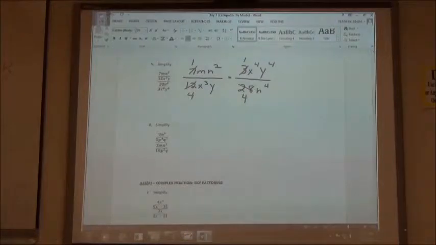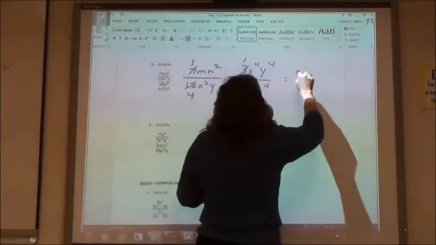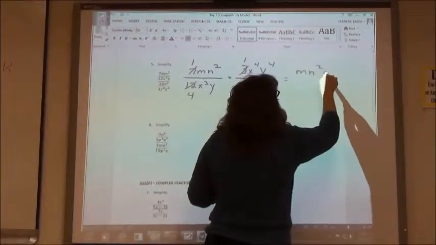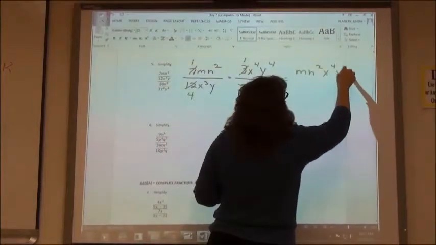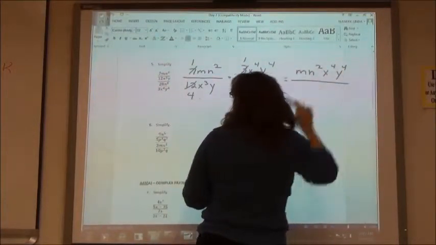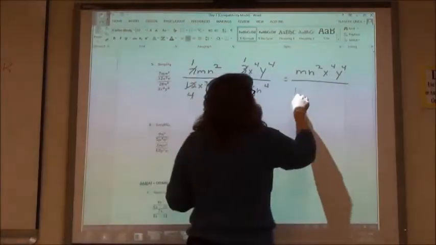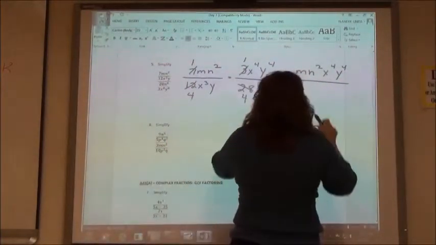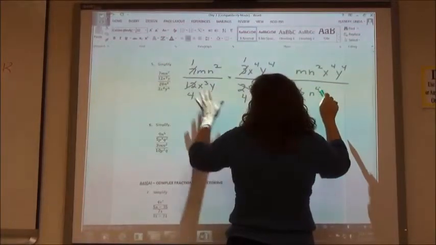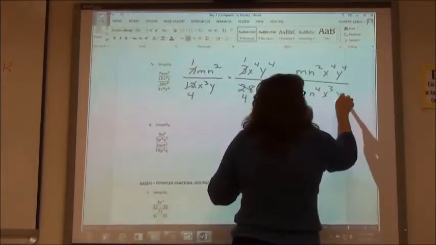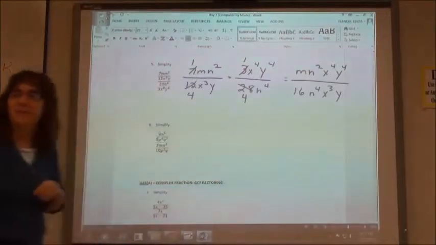So on the top, I have an m, an n squared, an x to the 4, and a y to the 4. On the bottom, 4 times 4 is 16. And then I'm going to put the n to the fourth first, and then the x to the third, and the y, just so they line up nice and neat.